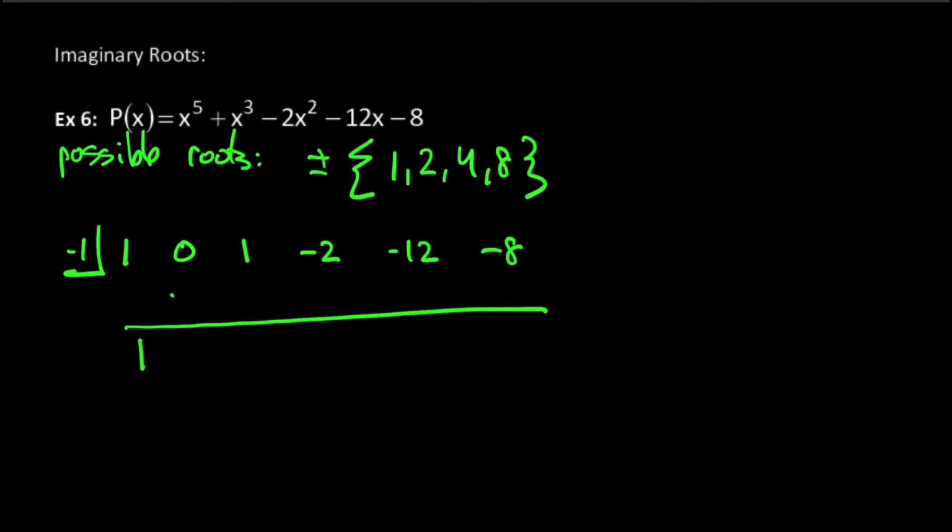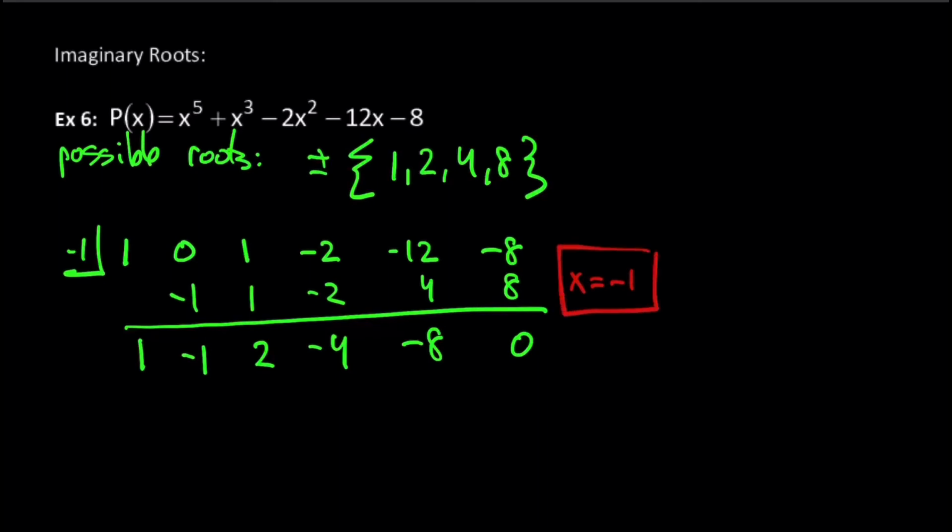Bring down, multiply, add, multiply, add, multiply, add, multiply, add, multiply, add. Whew, thankful for that. X equals negative 1. There's one root. Now, here's the thing. This is the first time I think we've seen this in notes.